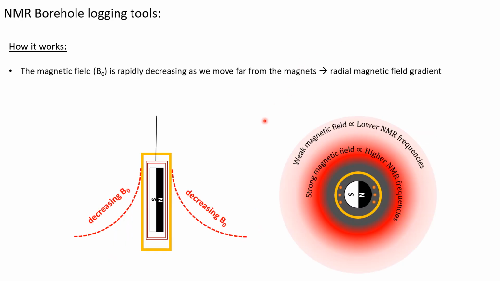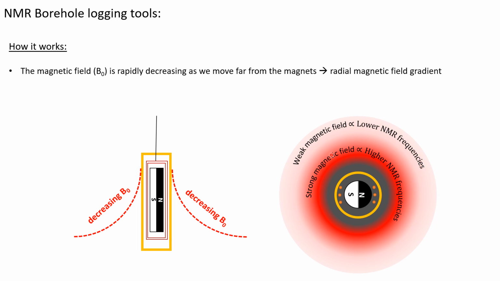Since permanent magnets are used in NMR borehole logging tools, we don't have a very uniform magnetic field as we move far away from the sensor. Instead, we have a magnetic field which rapidly decreases with distance from the center of the magnets. So we basically have a radial magnetic field gradient as we move away from the sensor. In this case, we will have a stronger magnetic field closer to the sensor and a weaker magnetic field as we move far away from the sensor.